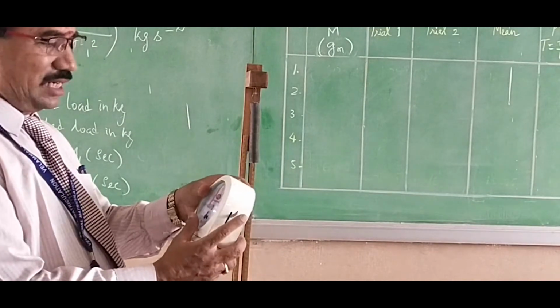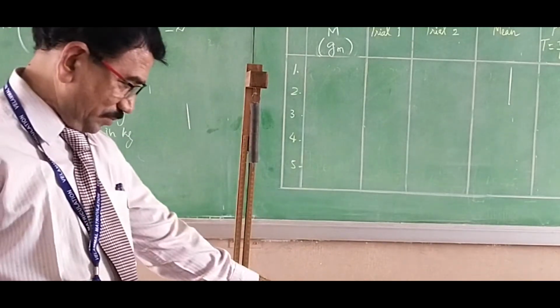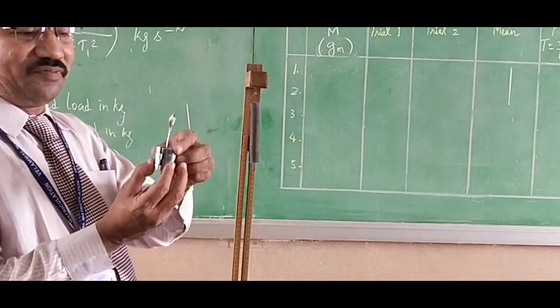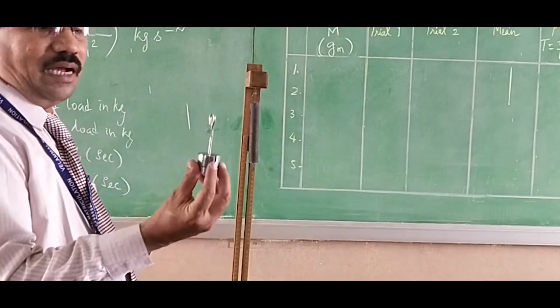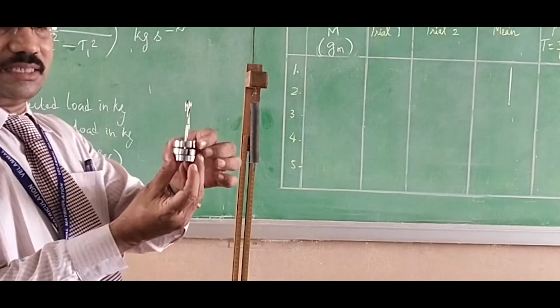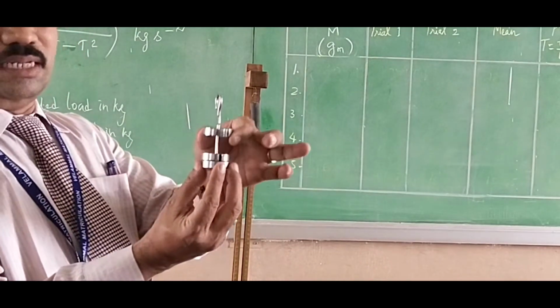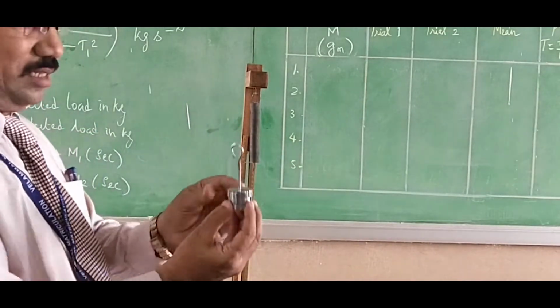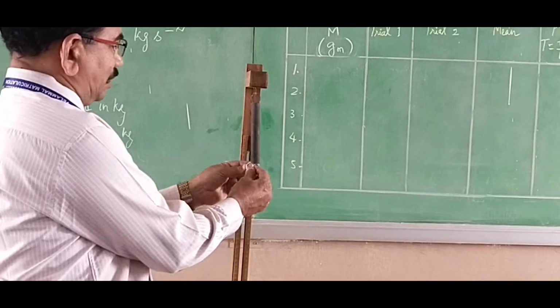So now we are going to start the first reading. I am going to suspend a load of 150 gram. I will have 3 slots. 3 weights I just loaded. Each one is 50, so I have put 3. So 150 gram is loaded.